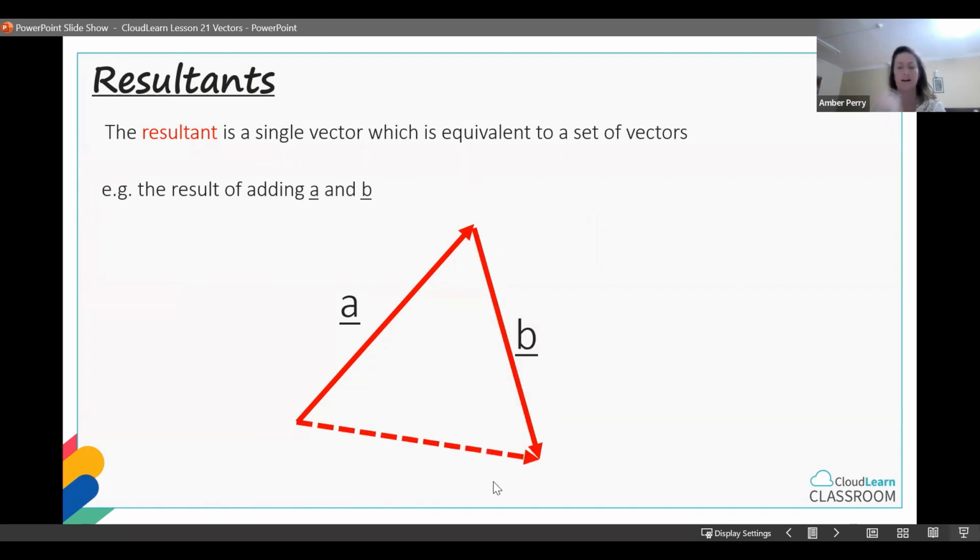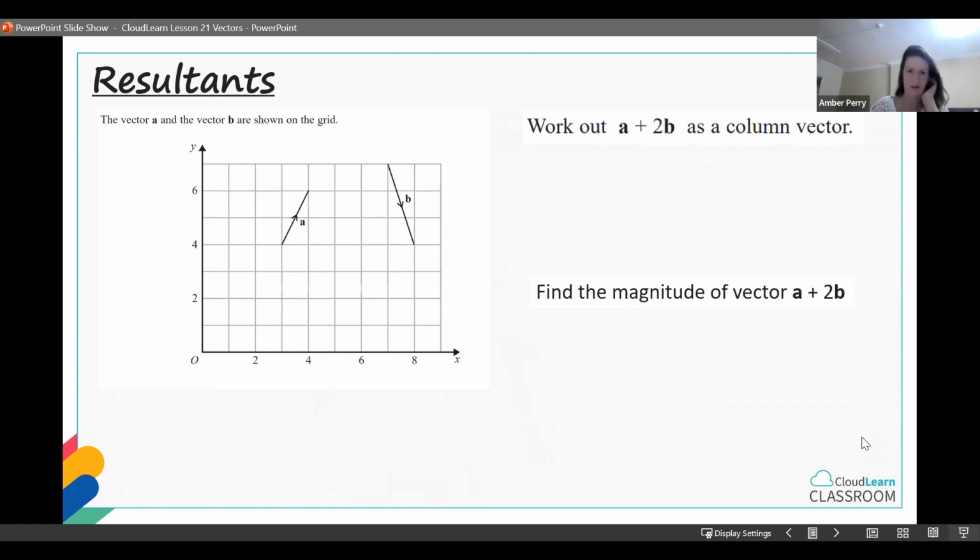So I would say that vector might be C equals A plus B. Now, I think I had a question. I did. So, finding A plus 2B as a column vector. So, finding a resultant as a column vector.